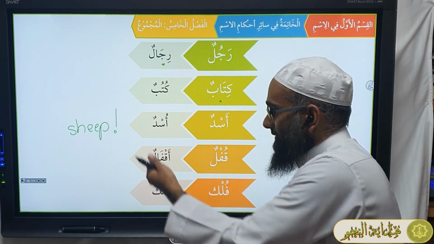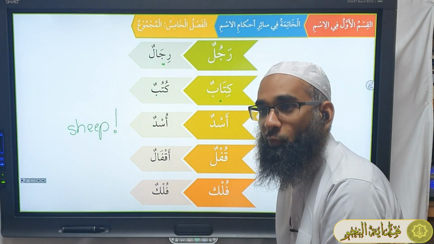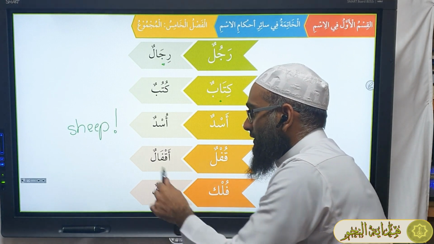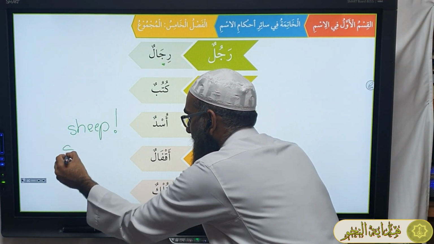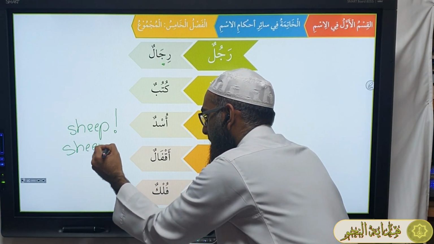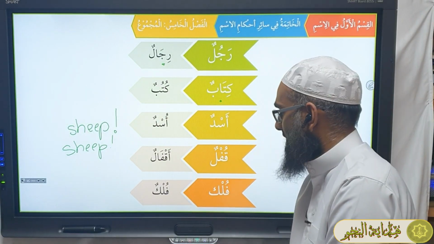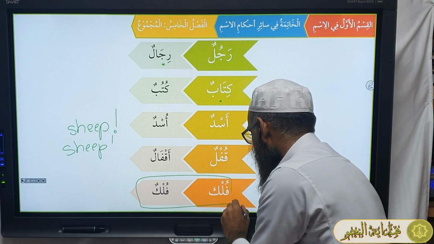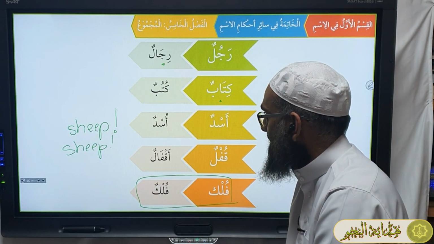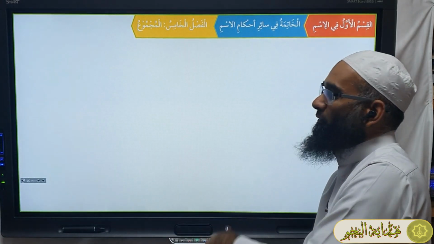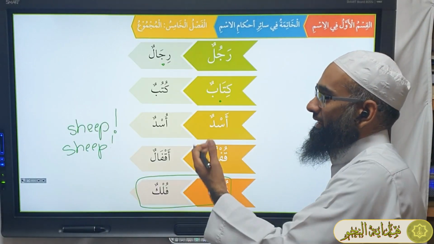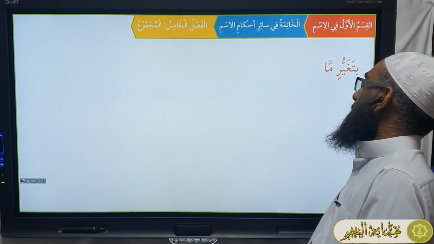Exactly. So, in English you also have some words that are the same in singular and plural. So sheep is in a pattern of sheep, singular, and sheep is in a pattern of sheep for plural. Same thing, taqdeeran. There's a taqdeer change. So similarly here, you have fulk. Correct? So singular and plural become the same. But obviously they explain a bit more detail in Arabic to fit the rule.